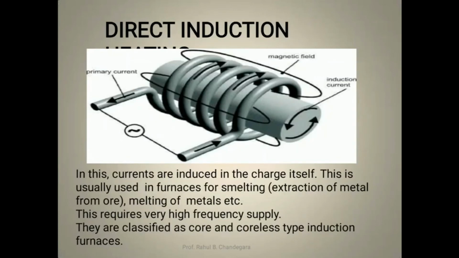This is usually used in furnaces for extraction of metal from ore, and melting of metals. This is an application of direct induction heating. This requires a very high frequency supply, so a high frequency generator is required. They are classified as core and coreless type induction furnaces. In this picture we can see that the primary current passes through the coil and a magnetic field will be produced, and due to this the conductor will get eddy current as an induced current.